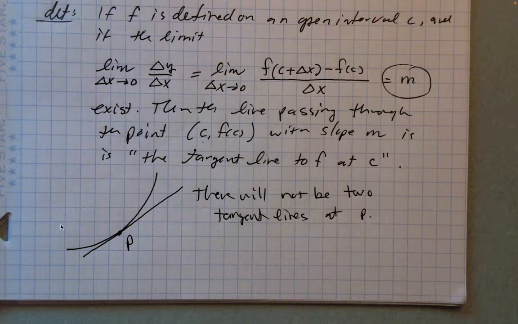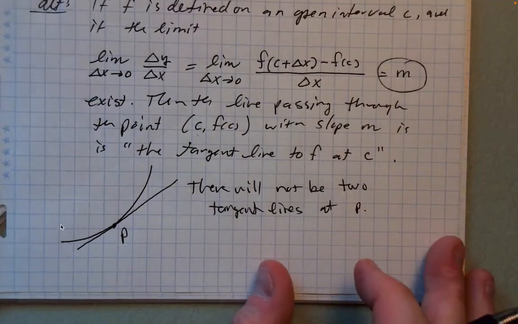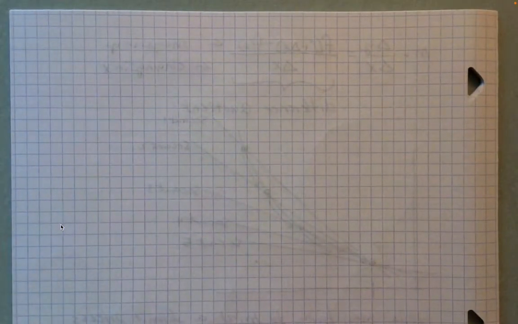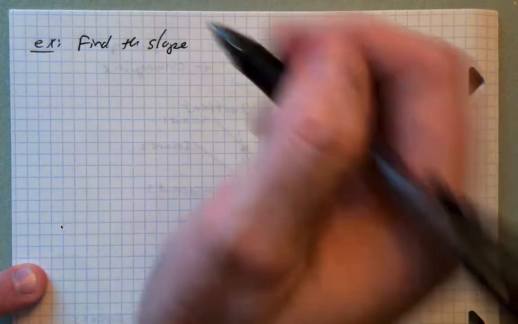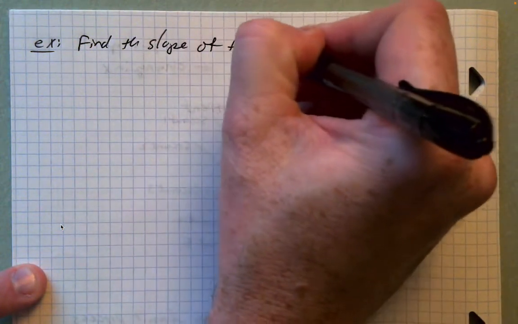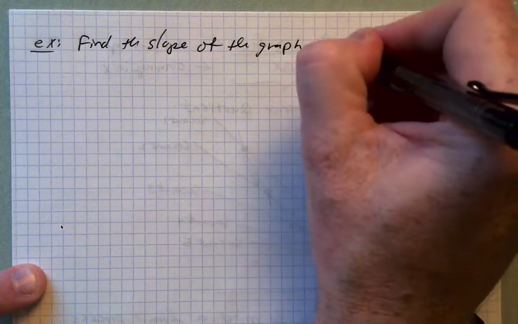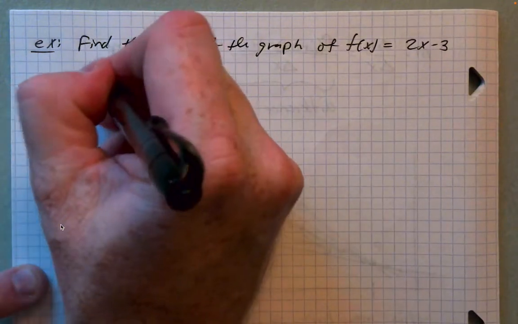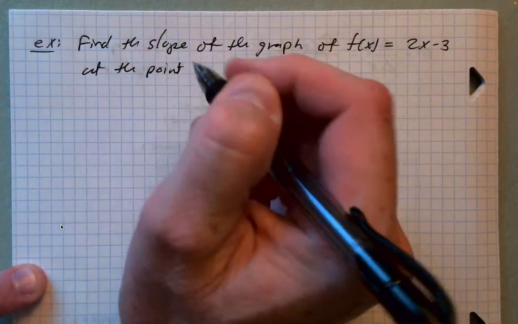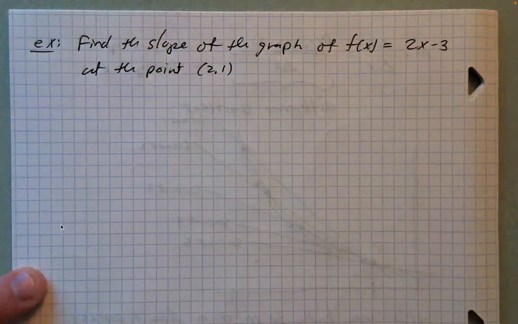All right, that's a lot of calc theory, so let's take a pause and look at an example and see how this limit works for particular functions. So let's see an example here. Find the slope of the graph of f of x equals 2x minus 3 at the point (2, 1).